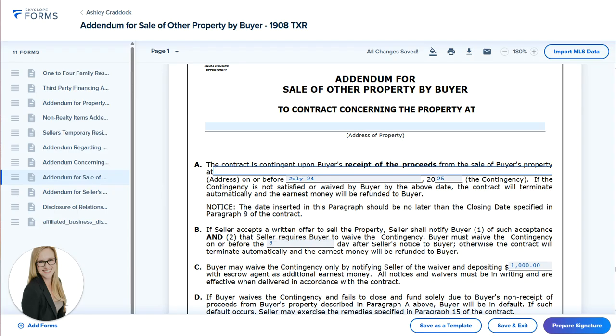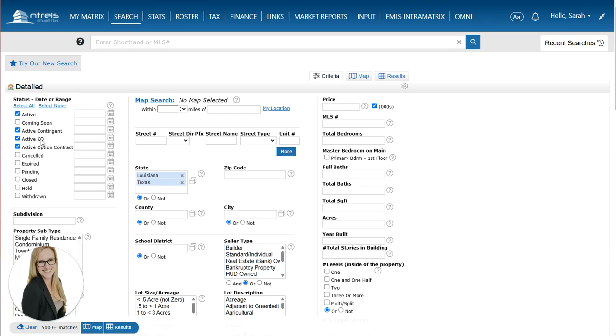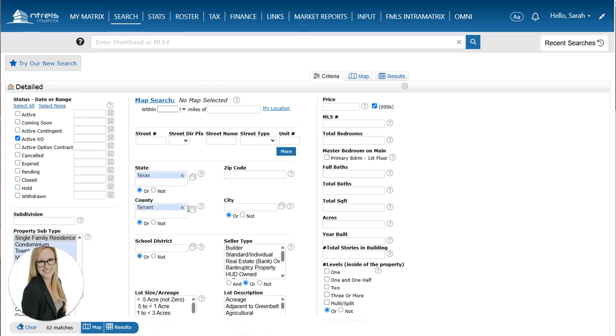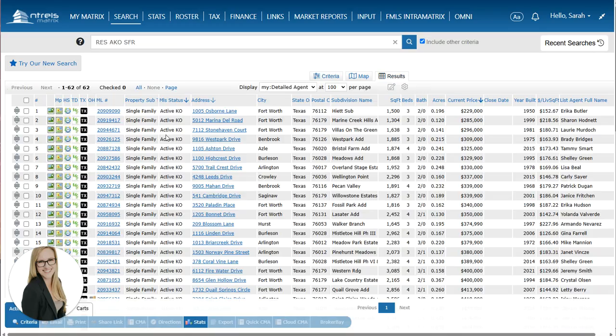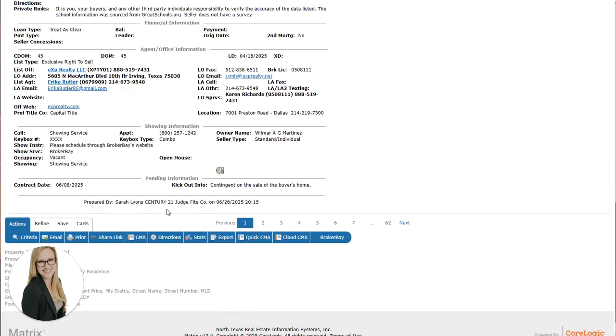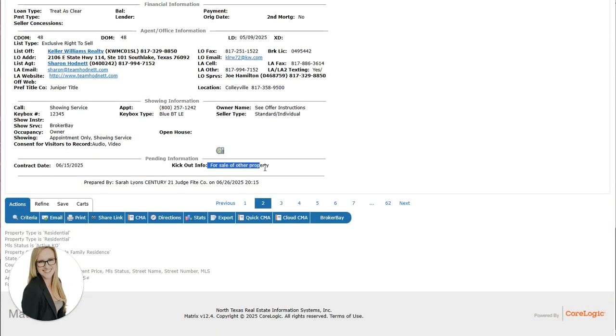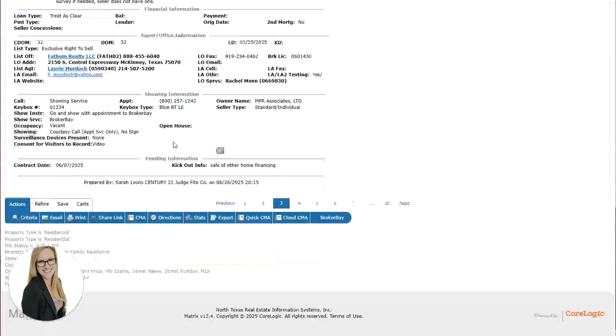If you go onto the MLS and you see a kick out, this right here, active KO, that's active kick out clause. If you see an active kick out, that's what that means. Some agents will wrongly list it as a contingent, active contingent. That's not really strictly true. Right now in Tarrant County, it's showing that there are 62 kick out contracts. When you scroll down to the bottom, you can see the contract date, and then it says contingent on the sale of buyer's home. Under contract for sale of other home. So that's what those are.